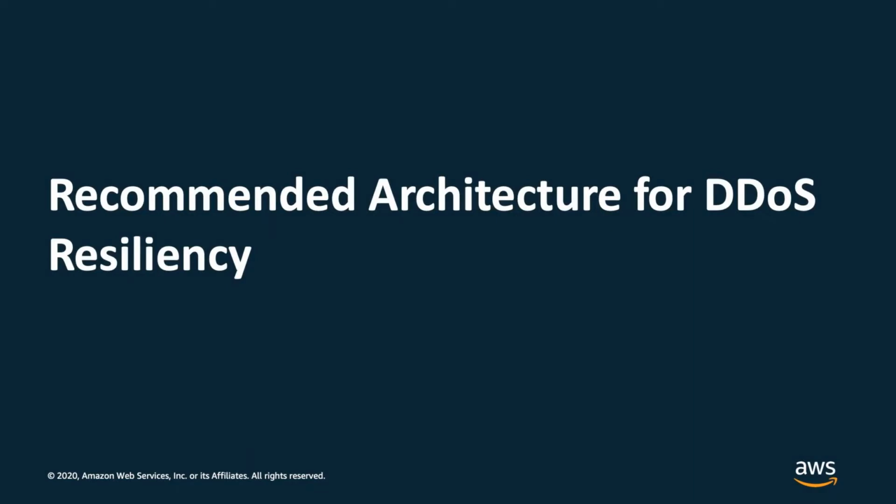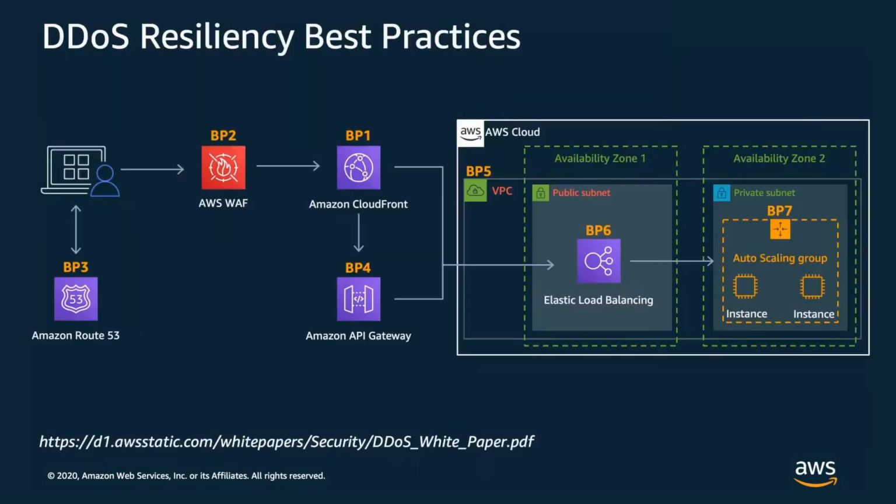Now I want to talk a little bit more about architecting for best practices when we talk about DDoS resiliency. We publish a white paper for DDoS resiliency, and I would highly recommend you have a read through this white paper. We spend a lot of effort on keeping this up to date, and having best practice architecture is really the best way to protect your applications against DDoS attacks.